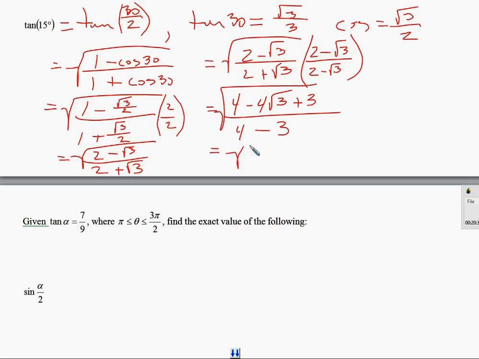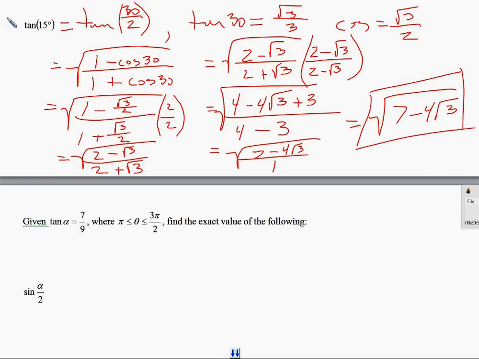Simplify a little further, and I have 4 plus 3, so this is 7 on the top there, minus 4 square root 3, and that's all over 4 minus 3, which is 1. So that got rid of everything down there. So it's really just the square root of 7 minus 4 radical 3. And then again, this is tangent. We are in the first quadrant here at 15 degrees. So that's positive over positive, so we are on the positive sign. So this is our solution here.